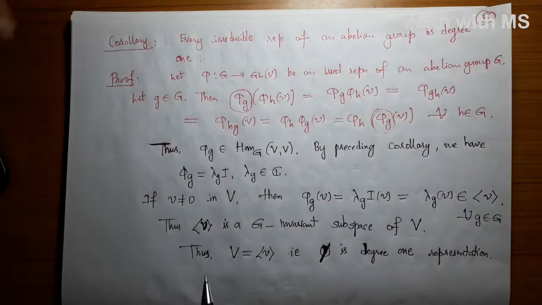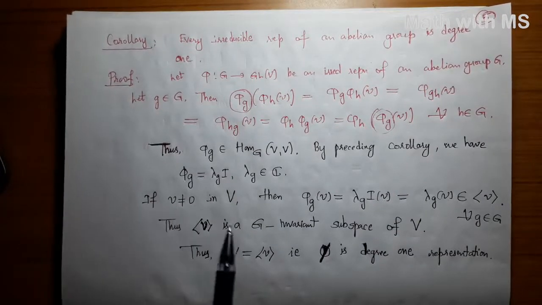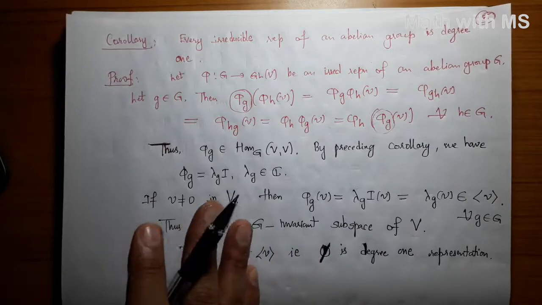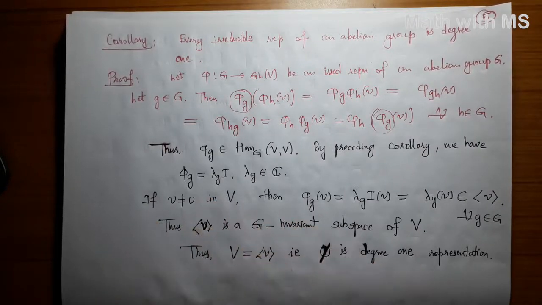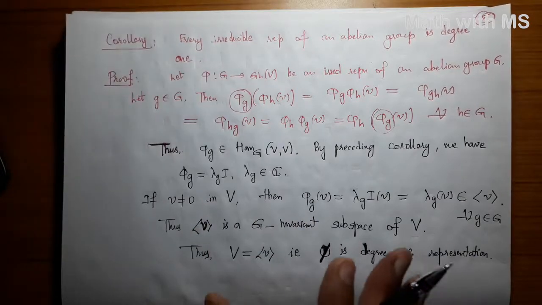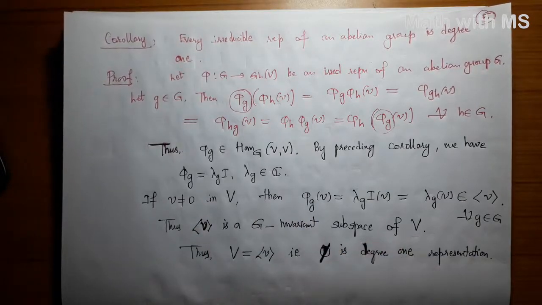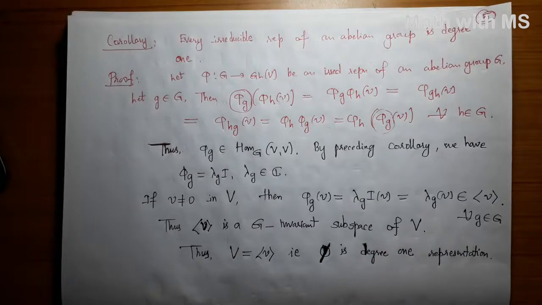Very interesting observation. Every irreducible representation of an abelian group is one dimensional. It is simply a map from the abelian group into C star. And in fact, we will determine all such maps. If you work a little, you can actually find it yourself.